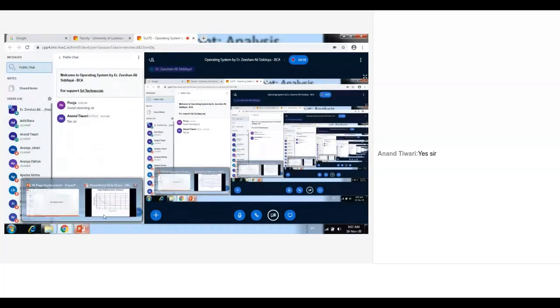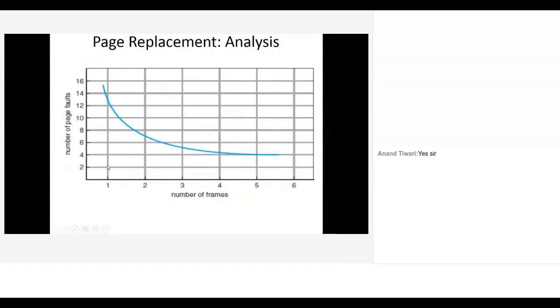Are you there? Anyone? Sir, page fault is when we look for a page which does not exist in the memory, then we can say that there is a page fault for that particular page, right? Understand? Good. So this is a page fault.